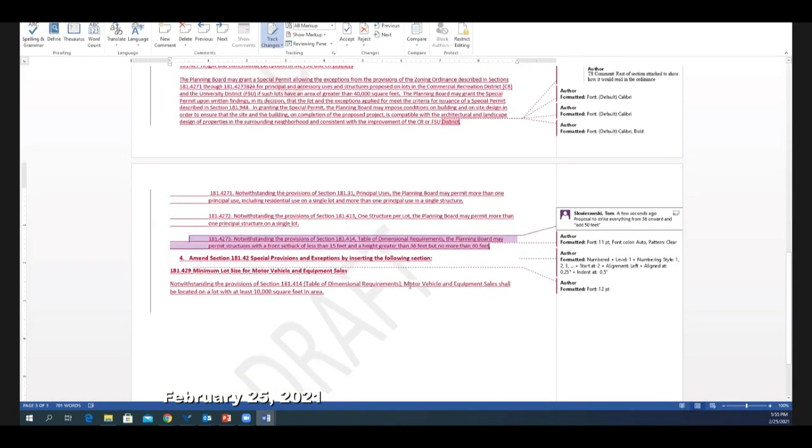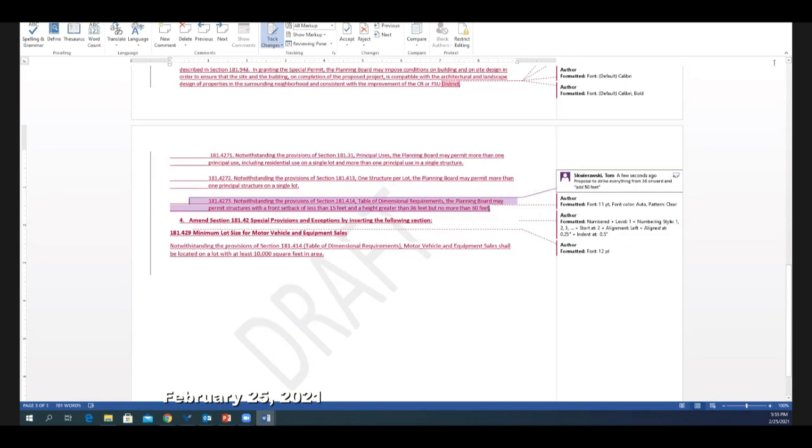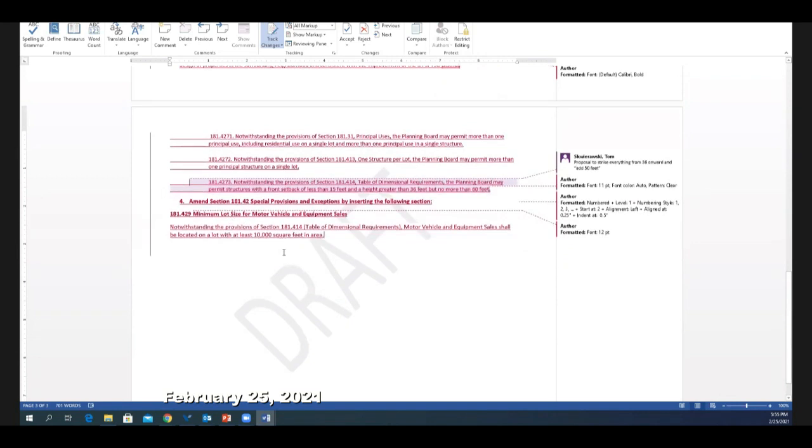Okay, then I know there are a couple other comments in the chat that we could address in a moment. The other item with motor vehicle sales basically states that motor vehicle and equipment sales shall be located on a lot with at least 10,000 square feet. Again, if there is a car sales lot that exists that's less than 10,000, this doesn't apply. They're grandfathered, but this would be for any future car sales lots.